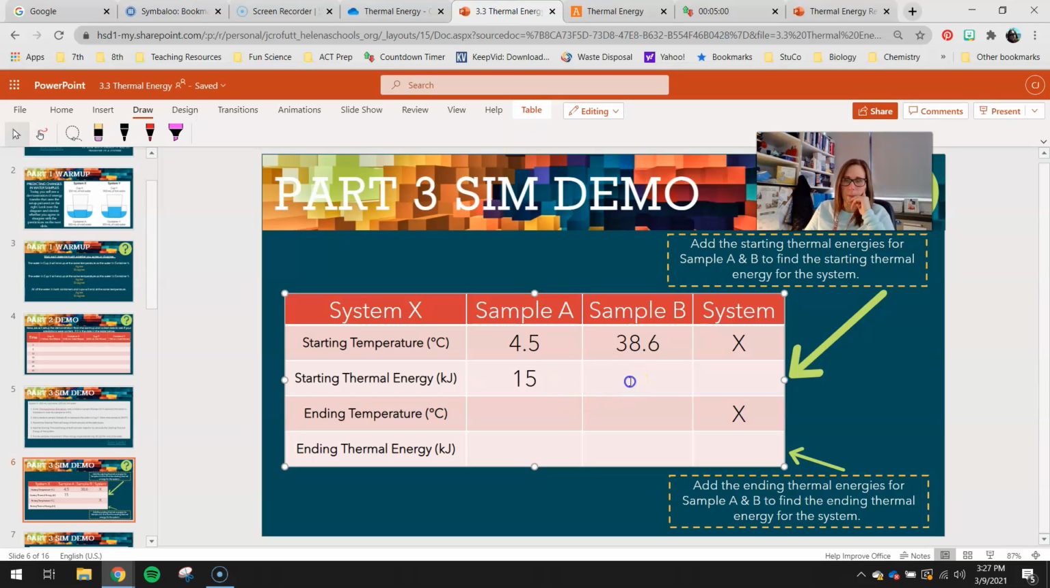So 15 here, 90 here, and then we need the starting thermal energy of the system. Basically, the very instant we push A and B together, we've made a system, and before it starts transferring energy, what's the total energy of the system? To figure that out, we read this note right here that says to add the starting thermal energy for samples A and B to find the starting thermal energy for the system. A is 15, B is 90, so 15 plus 90 is 105. The very second we push those together, that whole system has a thermal energy of 105.